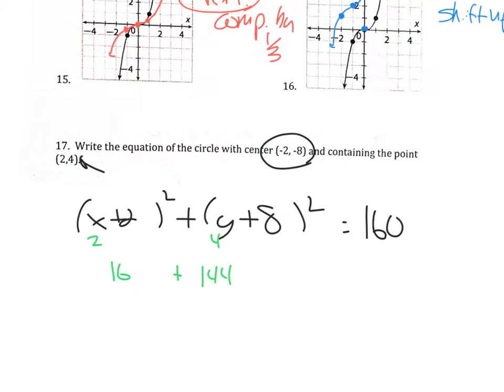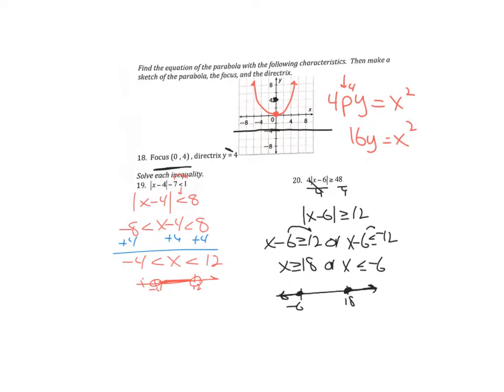17 is a circle one that's on there just about every single week. The center, put the opposite in here, plus 2 and plus 8. Don't forget your squares. And to figure out what goes over here, the reason it contains the point (2, 4) is because it works. So plug a 2 in for your x, a 4 in for your y. 2 plus 2 is 4. Squared, 16. 4 plus 8 is 12. Squared, 144. Add them up. Get 160. That goes right there. Not hard.